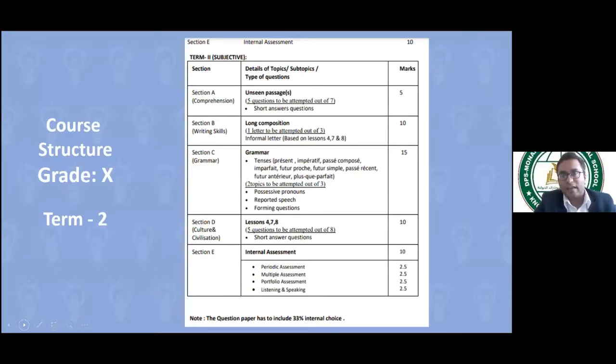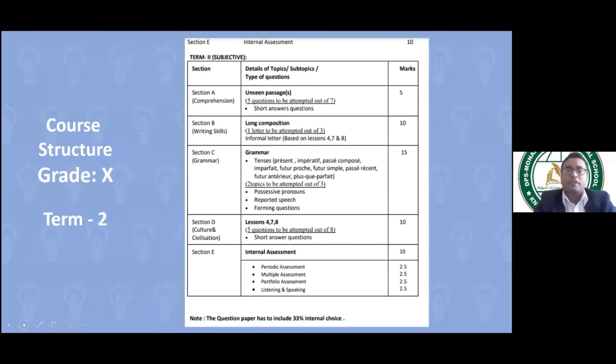Section C again is grammar. There will be 4 questions, wherein the first question will be compulsory. That will be based on tenses again. Out of the remaining 3 questions, the students need to attempt only 2. The topics are mentioned in the syllabus: possessive pronouns, reported speech, and a question on the remaining topic.